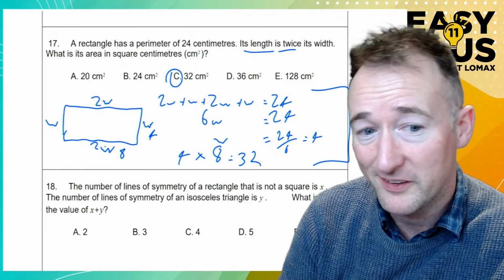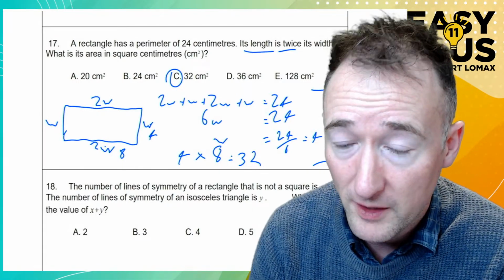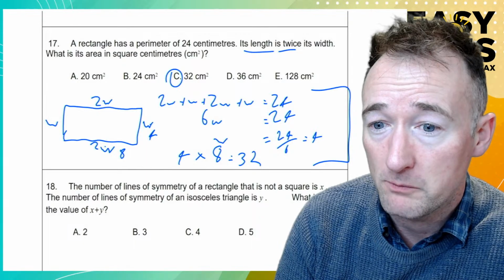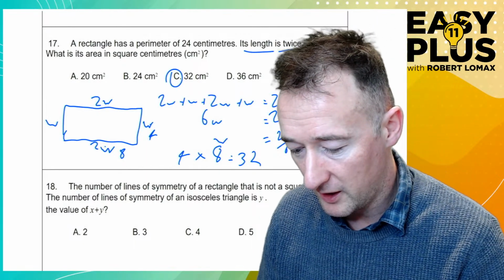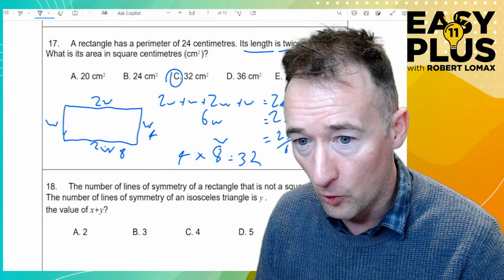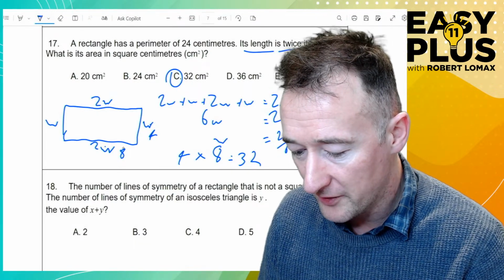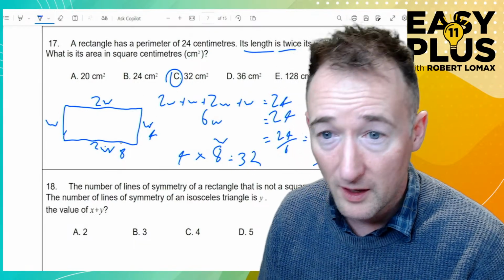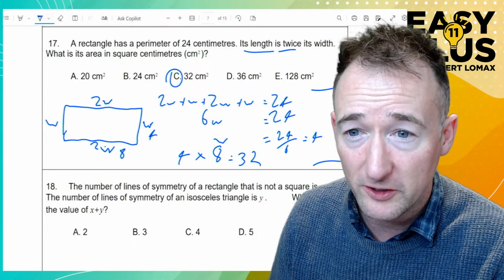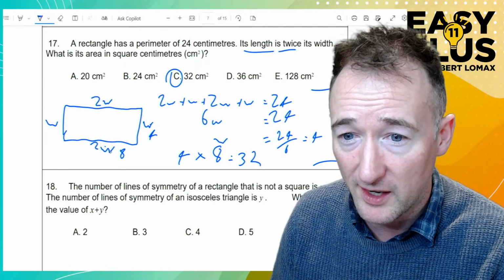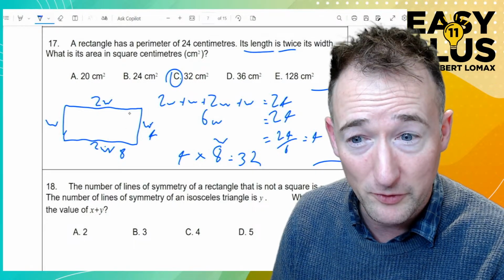So 1W is a sixth of 24 centimetres. That's 4. And from that we know the length and the width. So it must be 8 and 4. So we go around the outside. We've got 8, 4, 8, 4. Add those up and you get 24. So those are the sides of our rectangle. And then all we need to do now is find the area. And the area is the length times the width. 8 times 4.